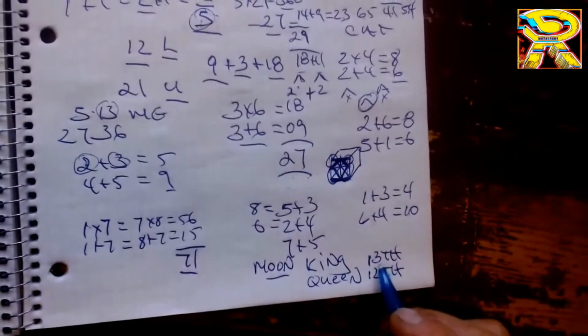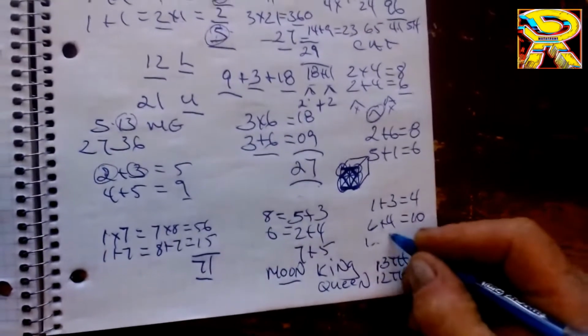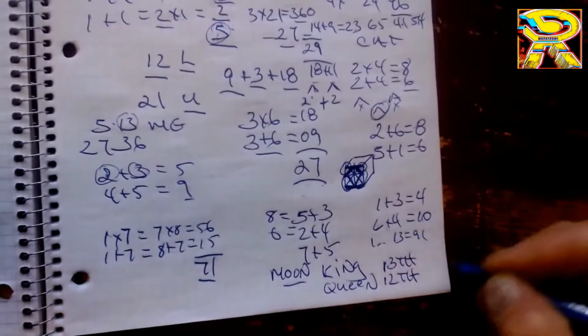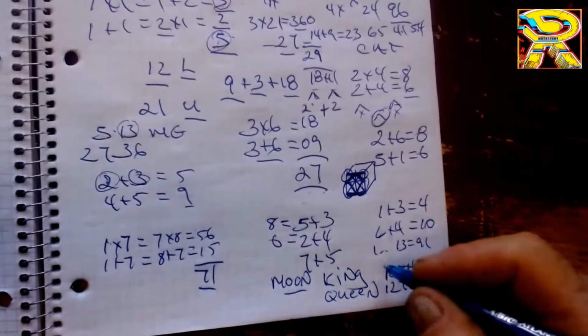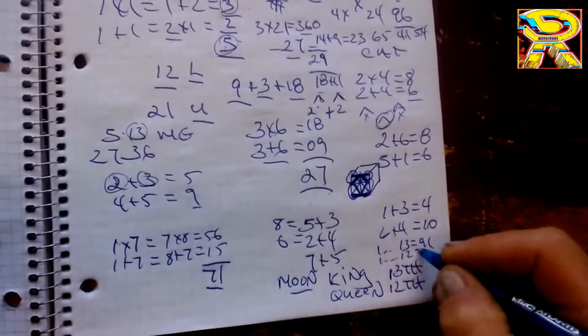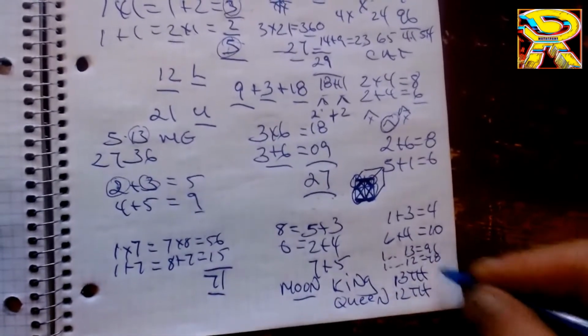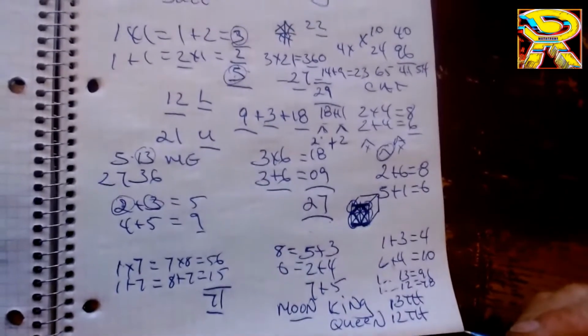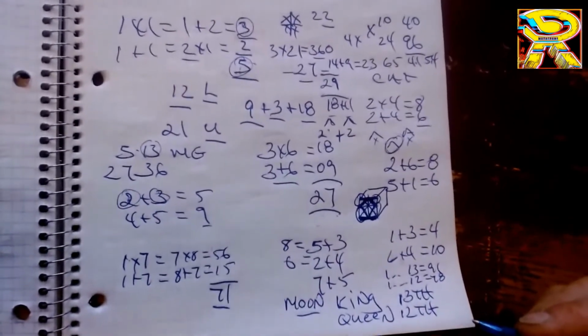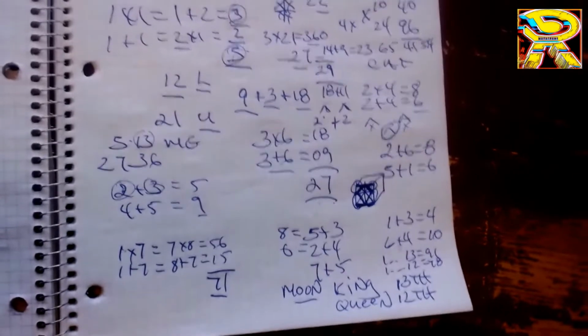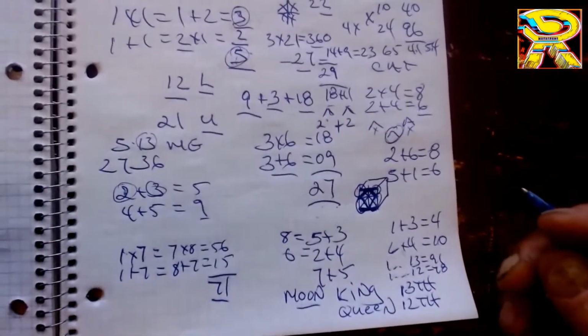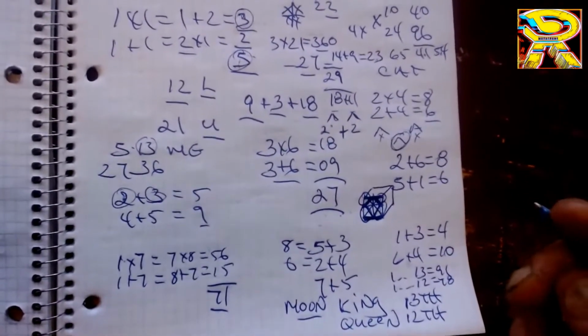King, when you add up 1 over to 13, it equals to 91. When you add up 1 over to 12, it equals to 78. And the tarot cards add up to 78. And October goes 277 days.